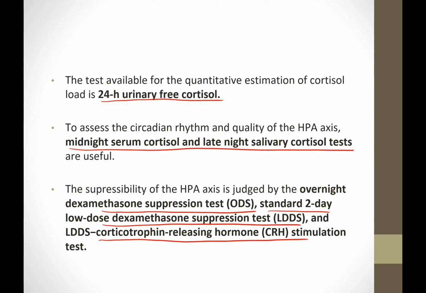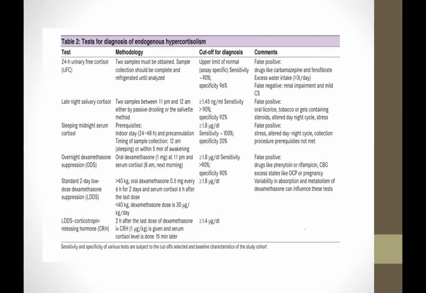So what is the message? If I want to know whether a patient is having hypercortisol features, is there exogenous steroid use? That is excluded. Then it is endogenous. What is the first step? Do 24-hour urine-free cortisol or midnight serum cortisol or late night salivary cortisol. If one of these tests is positive, follow with the other type of test which is listed in the second part of this slide, that is ODS or LDDS, and very rarely you may require corticotropin releasing hormone stimulation test along with the LDDS. Okay.